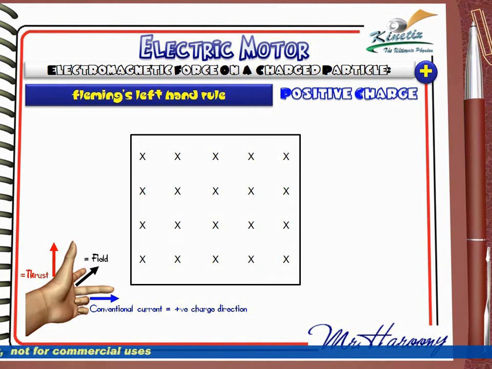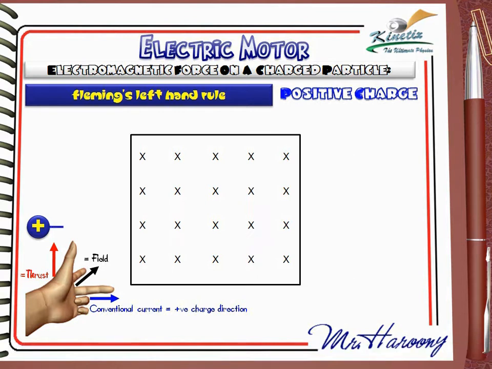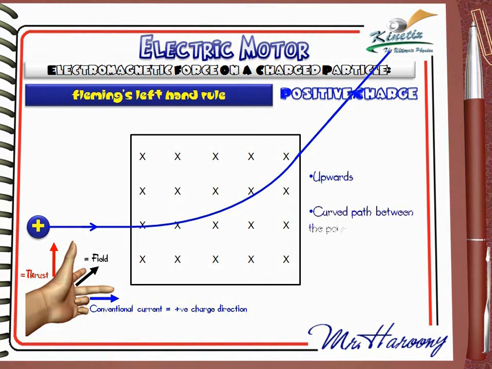To describe in detail the new path of the charge in the presence of the magnetic field, we first need to draw it. The charge moves in a straight line before it enters the magnetic field. Inside the magnetic field, the charge takes a curved path. Of course, this is due to the electromagnetic force on the moving charge inside the magnetic field. After the charge leaves the magnetic field, it continues moving in a new straight line after it has been deflected. We can describe the motion path of the charge in this case as upwards, curved path between the poles, perpendicular to the magnetic field lines.